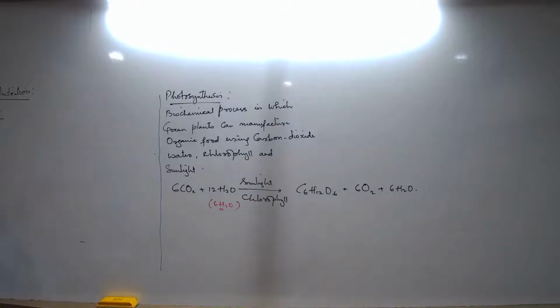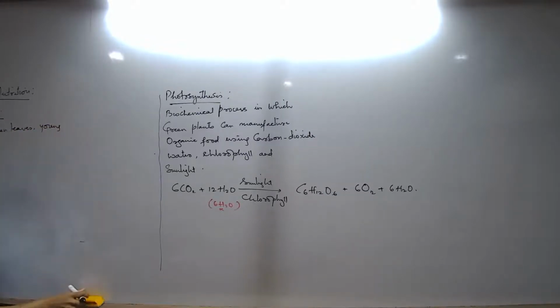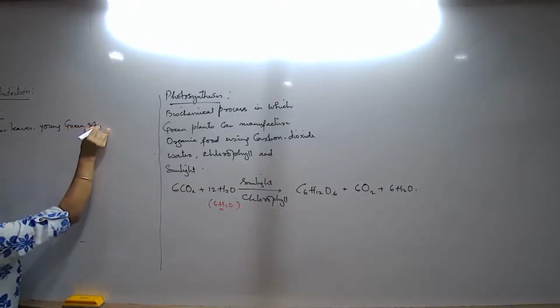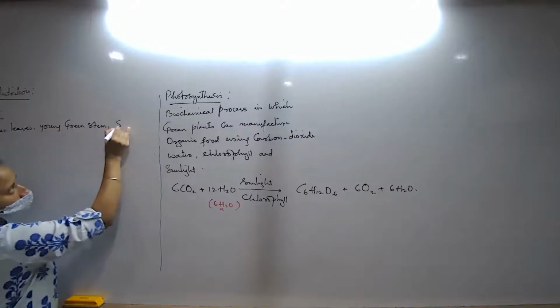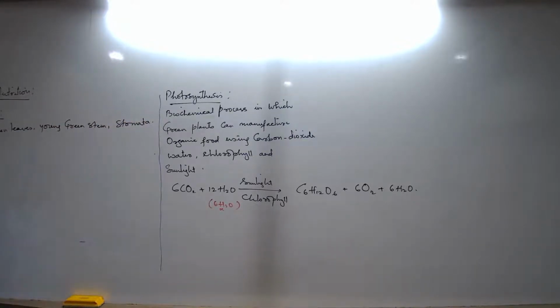Remember this? You are also asked to mention two sites where the process takes place. तो क्या लिखोगे? Green leaves तो है ही. Green leaves, young green stem. Brown stem में obviously no photosynthesis, no? Young green stem, और क्या लिख सकते हैं? Stomata, guard cells में भी होता है process of photosynthesis, stomata. So we'll learn the structure of stomata very soon.